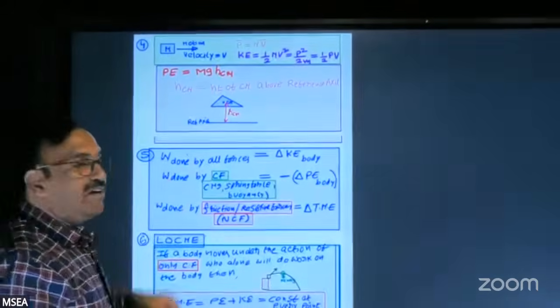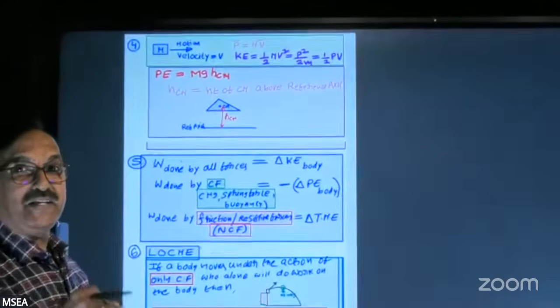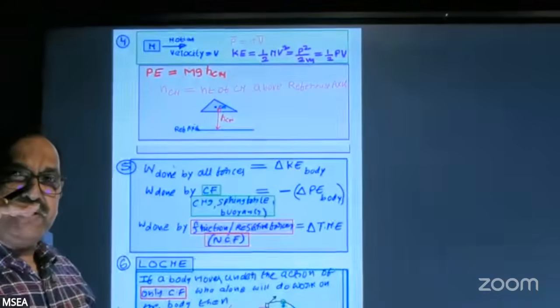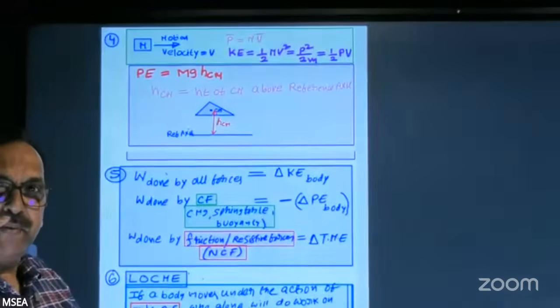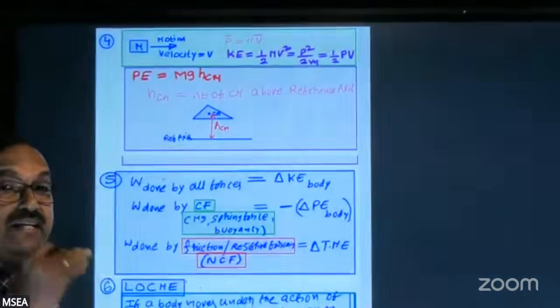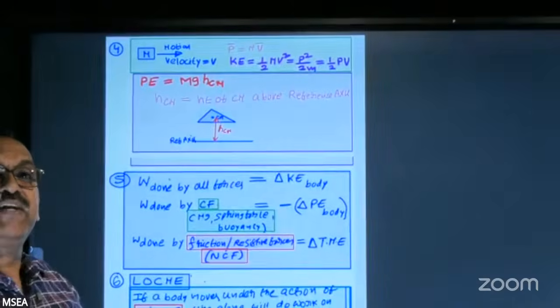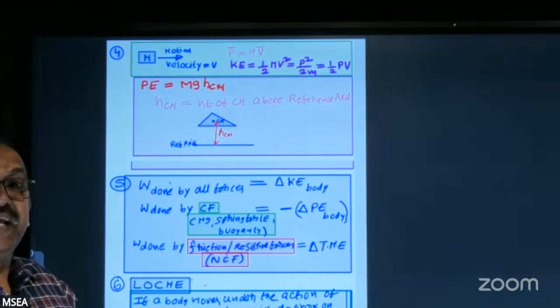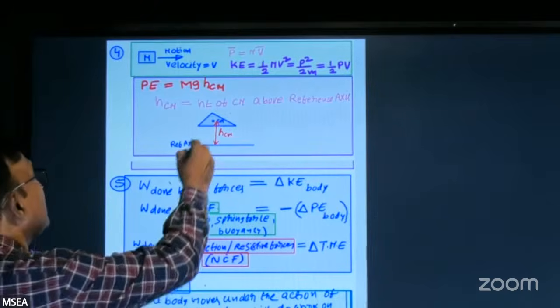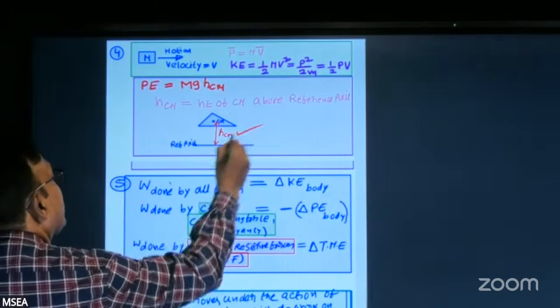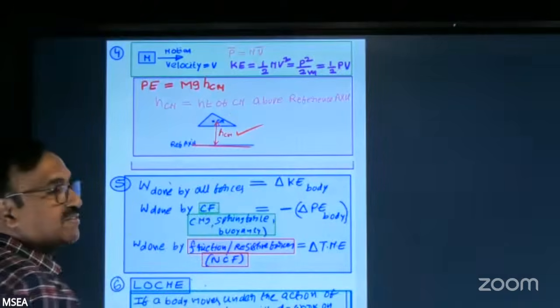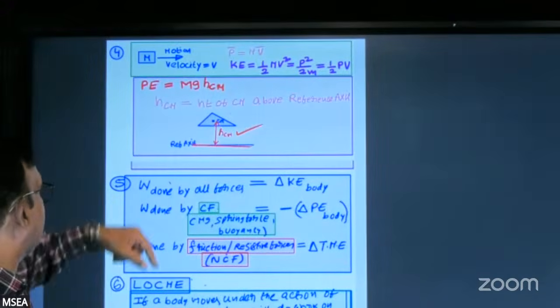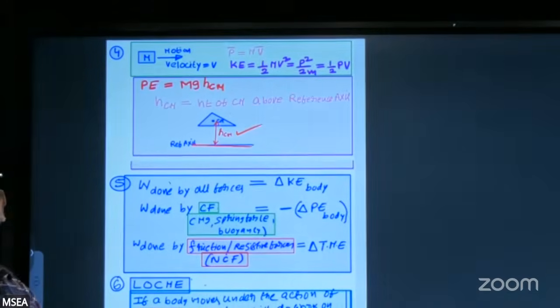Then what is the formula for potential energy? When you speak about potential energy perfectly there, potential energy is mg into height of center of mass. Don't just say mgh, mg into hcm. hcm means the height of center of mass of the body above the chosen reference axis. Potential energy mg hcm.